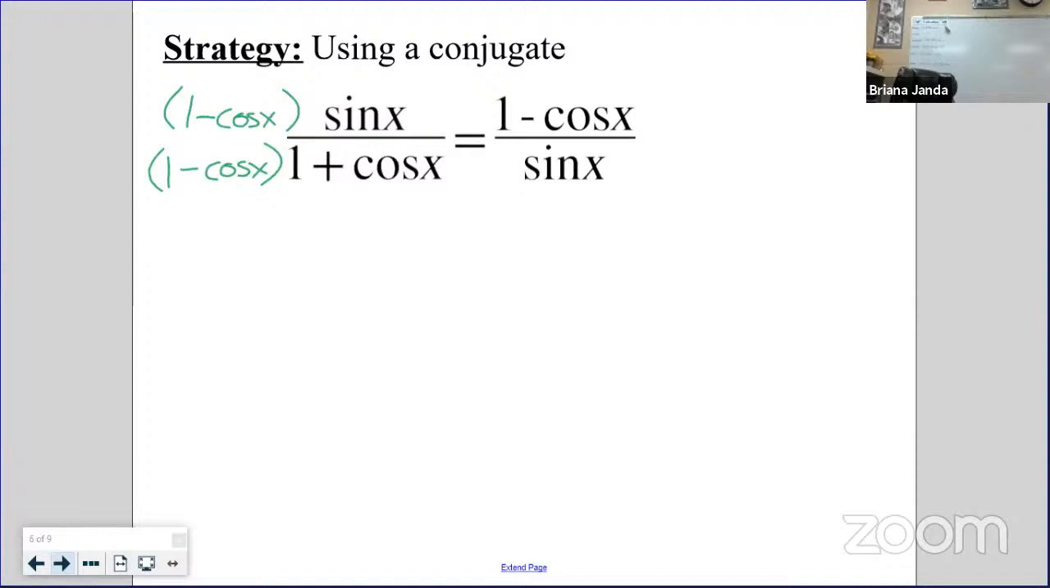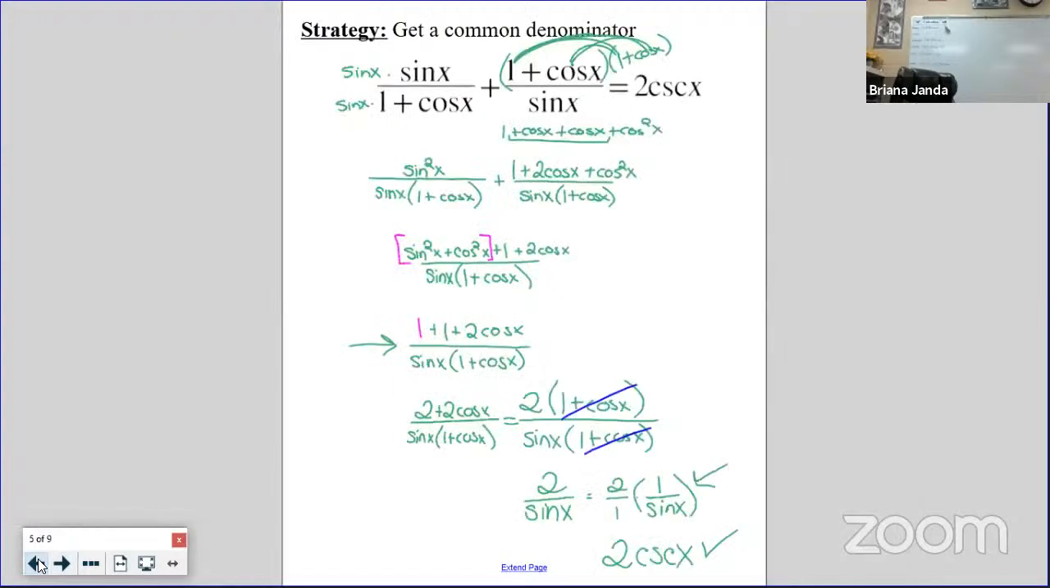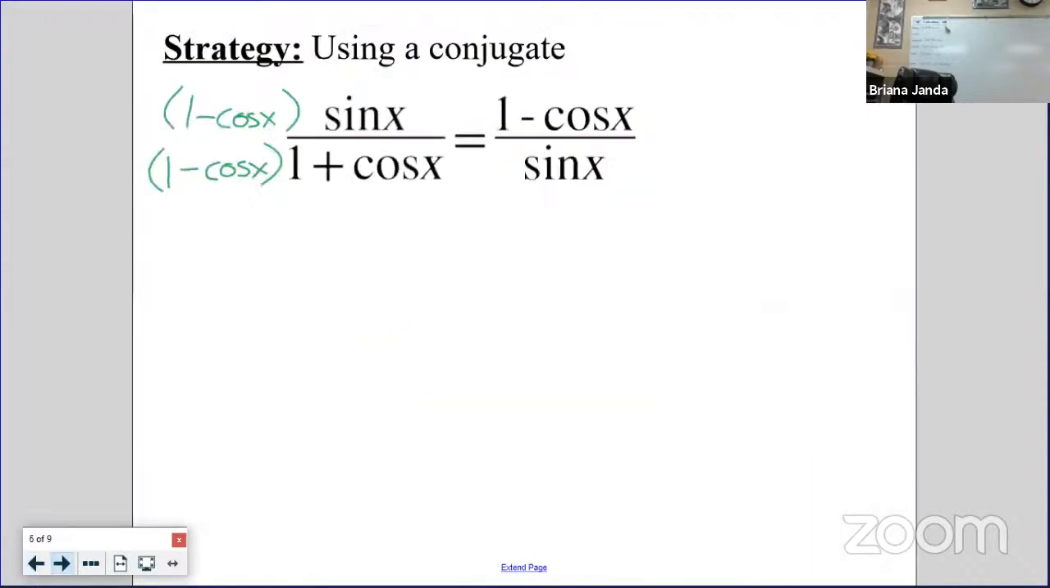Now, in the numerator, I would not distribute, just like I talked about on the last slide. Don't distribute, because eventually something's going to simplify. That's my whole goal. So I'm going to just leave it as is. My numerator is going to sit as just sine of x times 1 minus cosine of x. But the denominator, I do want to multiply that out.